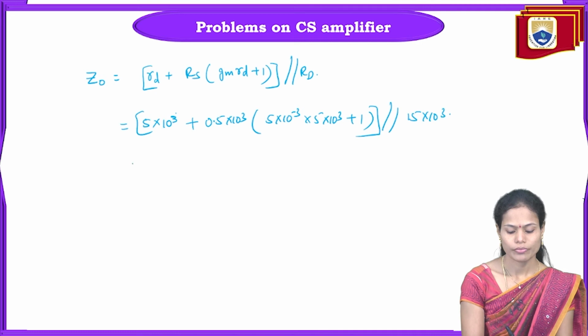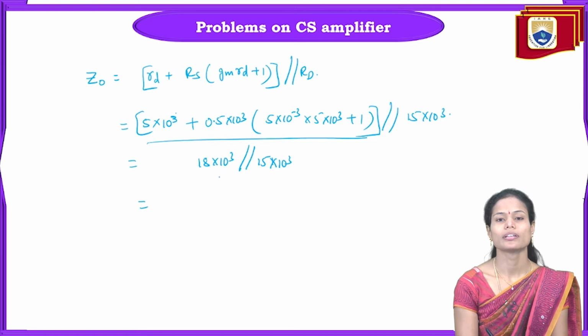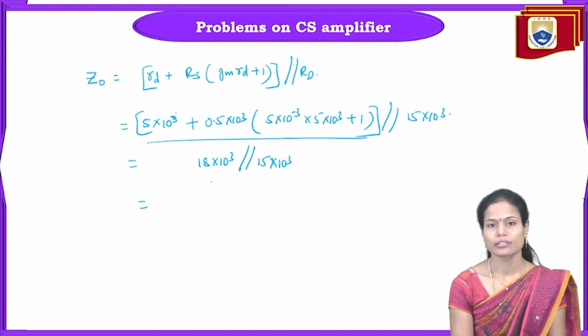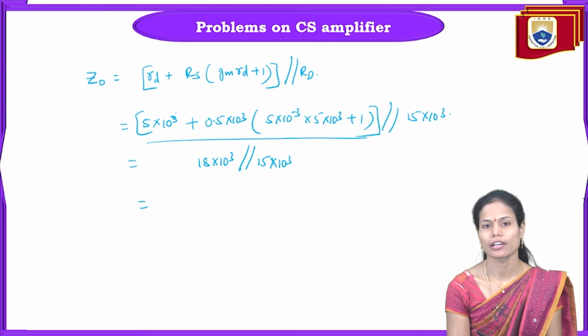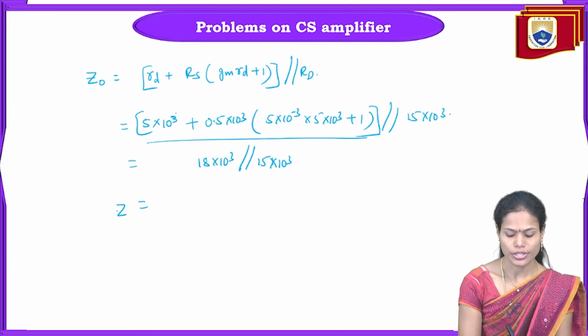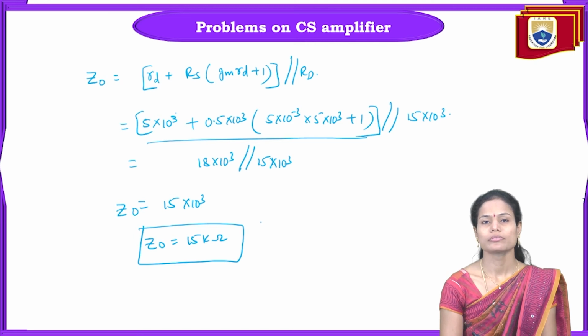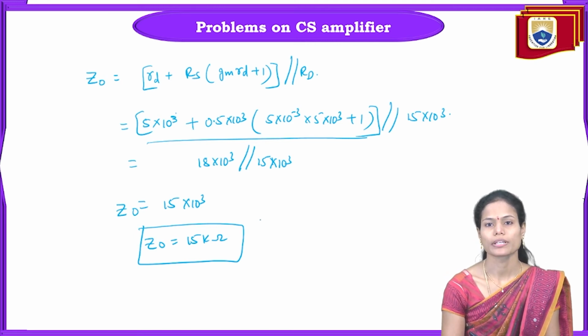Okay, so if we simplify this total thing, we will get 18 kilo ohms in parallel with the 15 kilo ohms. So obviously, if we are taking two unequal resistances as a parallel combination, we will always get the smallest value as the result. So Z0 is nothing but 15 kilo ohms here. That is Z0 equal to 15 kilo ohms. So this much voltage gain as well as output impedance we can expect from the given common source amplifier.